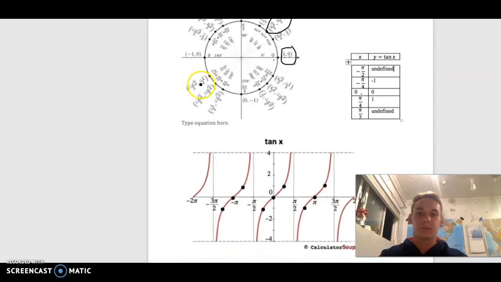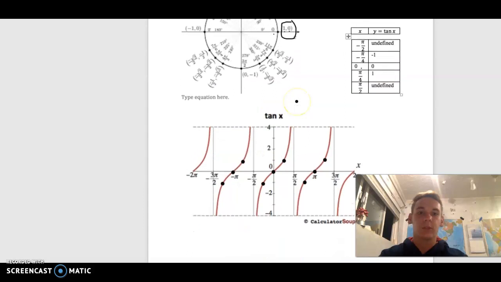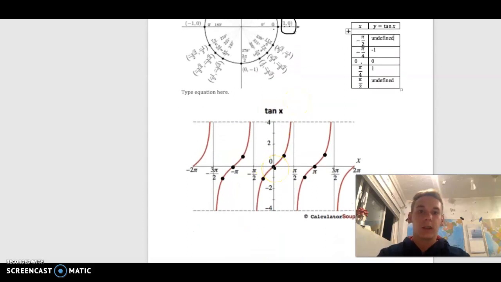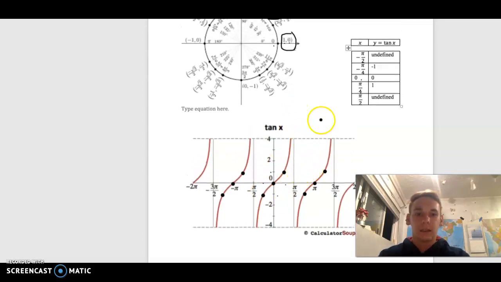So when you go to graph it, you put 0, 0. Then you put negative pi over 4, negative 1, and then pi over 4, 1. And then it's undefined on those two because you can see it never touches there. It'll go on forever and ever out, but it'll never touch this line.